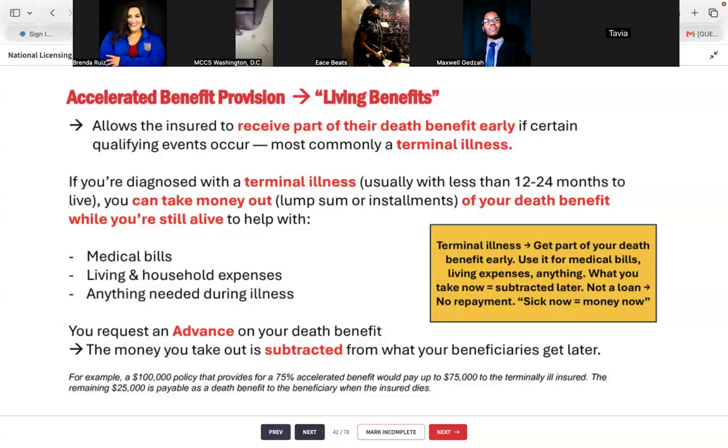Okay, you can either get it in a lump sum or payments depending on the terms of the policy, but it can help you with medical bills, living and household expenses, really anything you need during your illness. You can request an advance on your death benefit, essentially. Okay, any money that is taken out of the policy is going to be subtracted from what your beneficiaries get later. So, I've actually issued these.